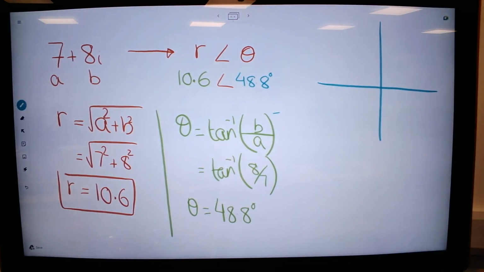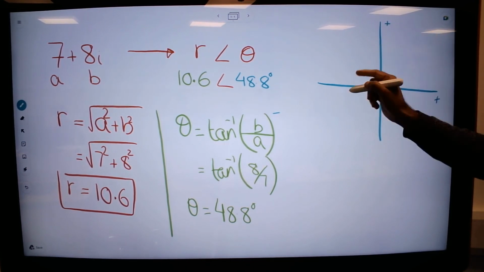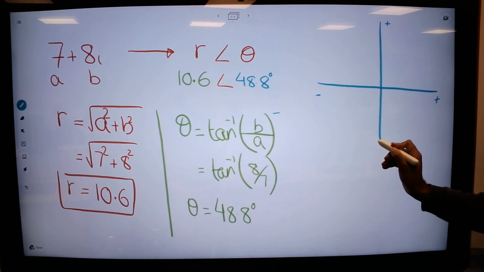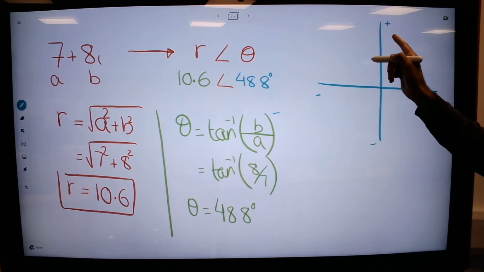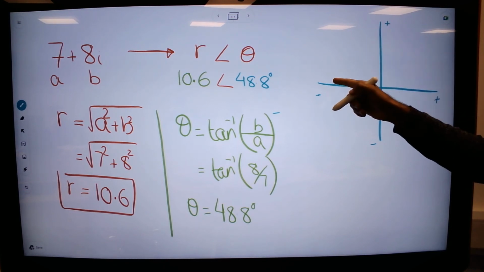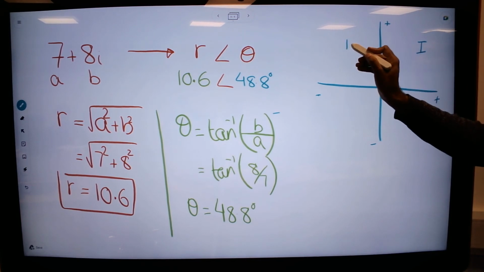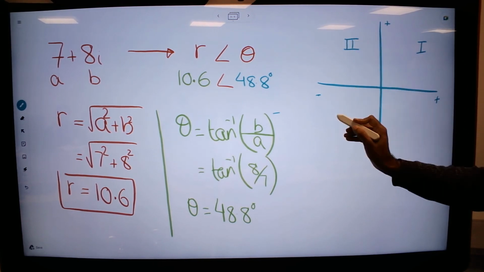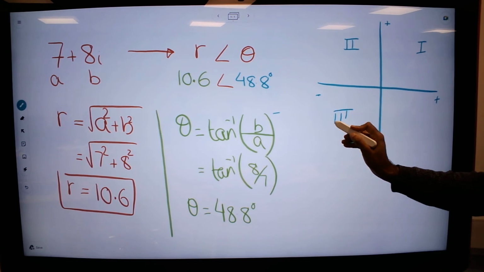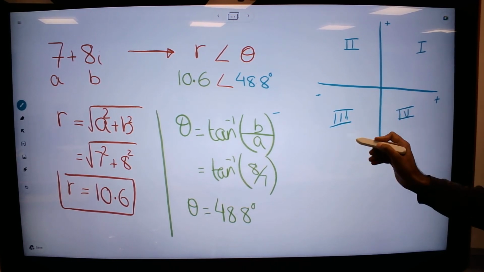So this is positive, positive. If A is positive, B is positive, it's here. This is positive, this is negative, and this is negative as well. If B is positive and A is negative, it's going to be in this quadrant. This is called the first quadrant. This is called the second quadrant. If both are negative, it's in the third quadrant, and that's in the fourth quadrant. That's how it works, yeah?